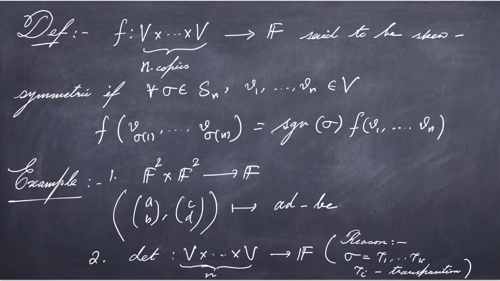So it says that given v1, v2, ..., vn, assume that initially these are ordered like this, that is v1 is the first vector, v2 is the second vector, and thus vn is the nth vector. If we now change this arrangement by sigma and then look at the values of f after that rearrangement, this is nothing but the value of f for the original arrangement v1, v2, ..., vn multiplied by an appropriate sign, namely the sign of the permutation. So let me give you an example.